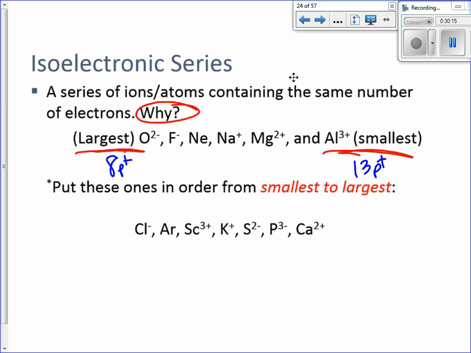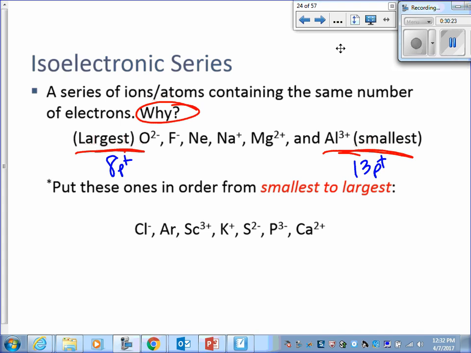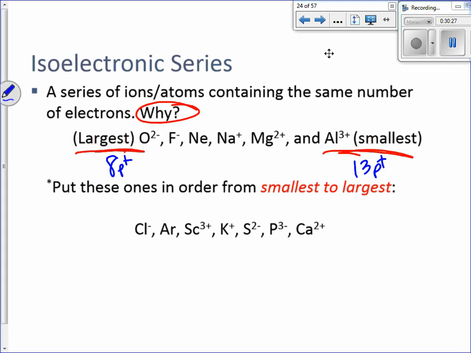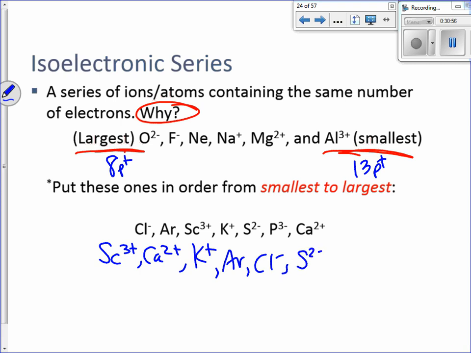Okay, so I want you to do the bottom one. Put them in order from smallest to largest. Ready, set, go. What's the order up here? Who's the smallest? Nope. All right, then who comes next after scandium? Calcium. Then comes potassium. What's next? Argon. Chlorine. Sulfide. Or it's chloride, sulfide, and phosphide. There we go. Phosphide has the least amount of protons, but also gained 3 electrons. More repulsions, less protons, bigger atom. Excuse me, bigger ion.